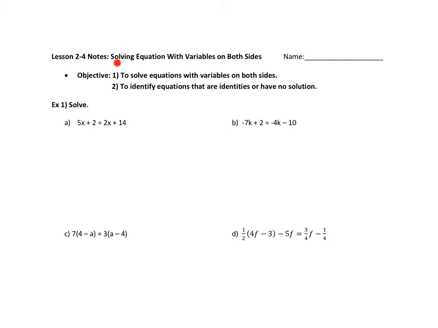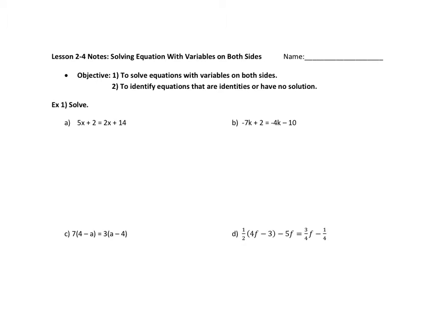Okay, this is going to be lesson 2-4, and we're going to be solving equations with variables on both sides. So we're going to be looking at two objectives today. We're going to be looking at how to solve an equation, and then we're also going to look at something that's called identities, or something that has no solution. So there's two different ones. Some of you may have been taught about infinitely many solutions, and that's what we'll talk about here in a little bit.